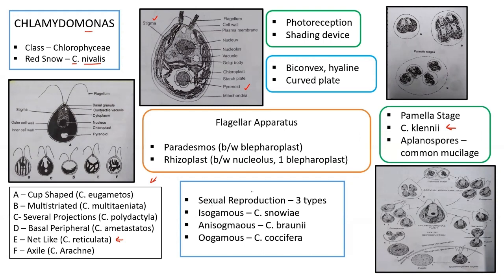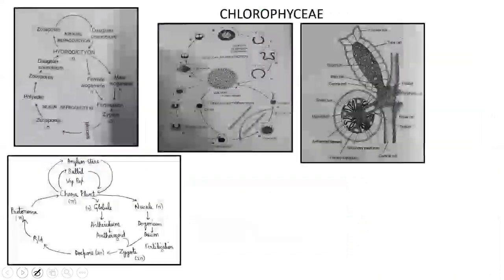And lastly, let us talk about the life cycle of this Chlamydomonas. Now, in this life cycle, you can see that in the sexual reproduction, there is shown that the isogamous type of sexual reproduction, and it leads to the formation of quadriflagellate zygote. Okay, so that is important. And in the asexual reproduction, Palmella stage is seen. So let us now move on to the next genus.